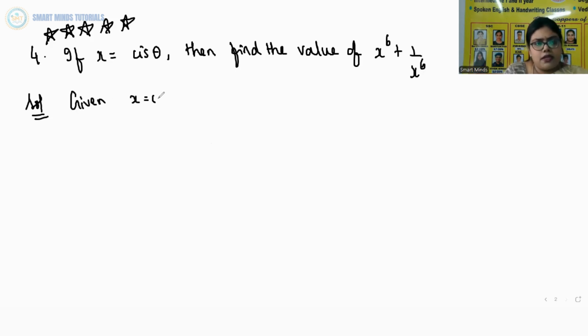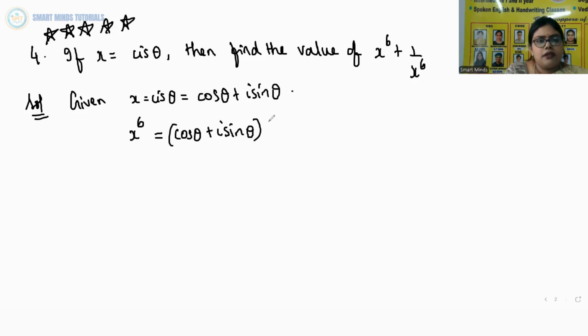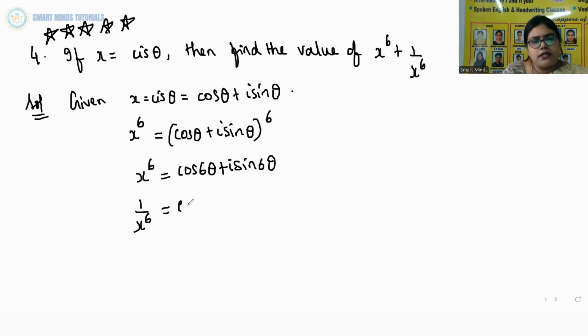Given x is equal to cis theta, that is cos theta plus i sin theta. Now I will raise x to the power 6. So I need to raise cos theta plus i sin theta to the power 6. Now we are applying De Moivre's theorem. We get cos 6 theta plus i sin 6 theta. This is x power 6. If x power 6 is cos 6 theta plus i sin 6 theta, 1 by x power 6 is the multiplicative inverse, so that is cos 6 theta minus i sin 6 theta.